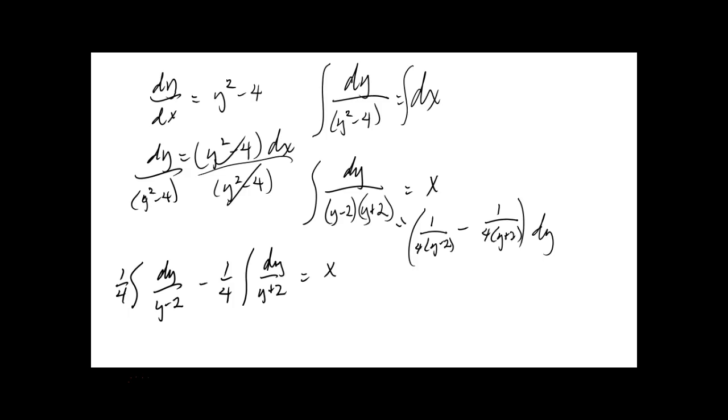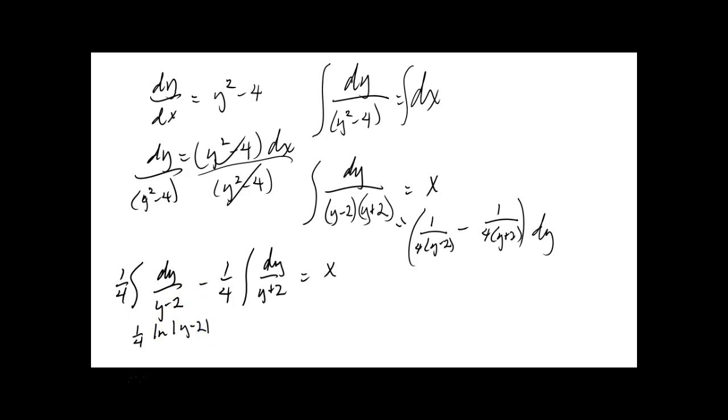What's the antiderivative of 1 over y minus 2? That's just going to be the natural log. Absolutely. So this is going to be 1/4 the natural log of, and you need to put absolute value bars, y minus 2, because you can't take the log of a negative number.